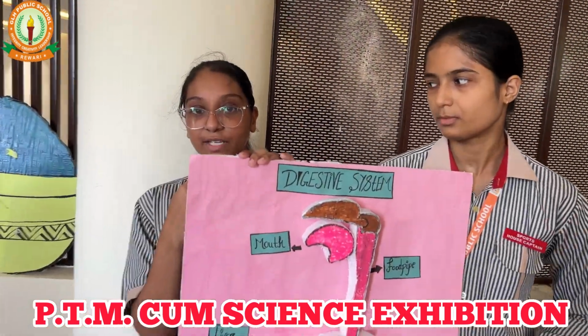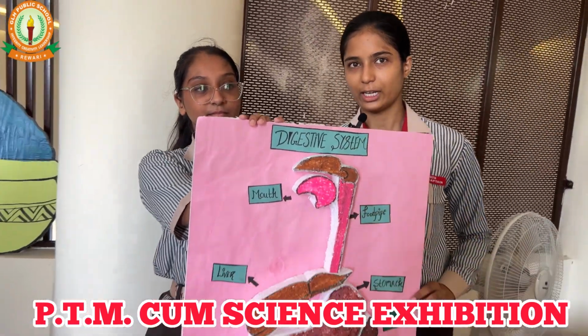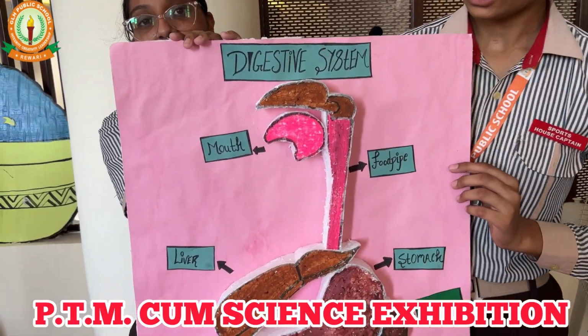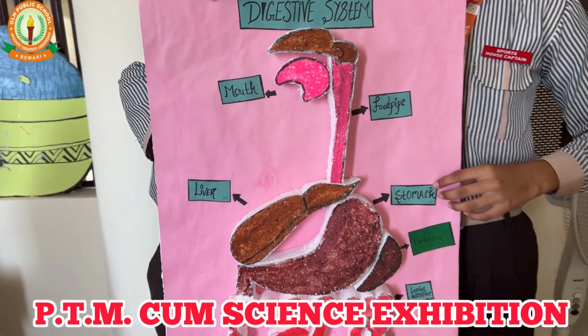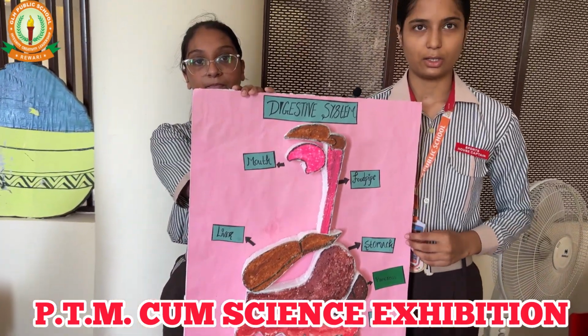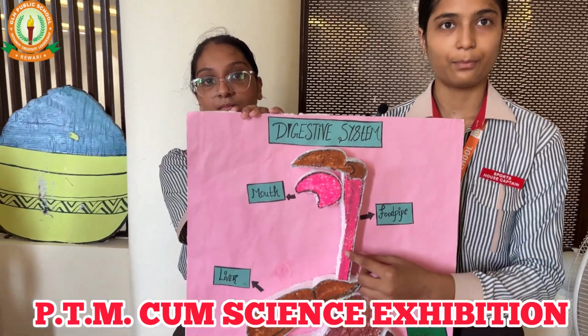It's me, Avni of grade 9. And it's me, Radhika of grade 9. We both are here to explain the digestive system. Ingestion: the process through which we take in food is known as ingestion. After that, the food goes to the food pipe.